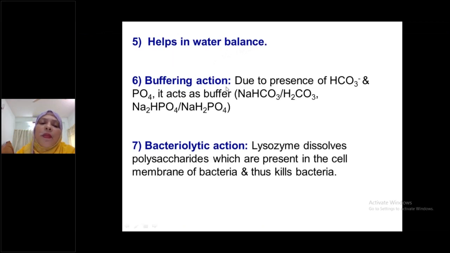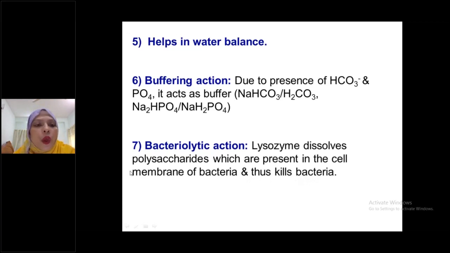Number 6, buffering action. Due to the presence of bicarbonate and phosphate, it acts as a buffer. Number 7, bacteriolytic function. As we know, saliva contains lysozyme. This lysozyme dissolves polysaccharides present in the cell membrane of bacteria, thus killing bacteria. That is, it is bacteriolytic. So I have discussed 7 functions of saliva.